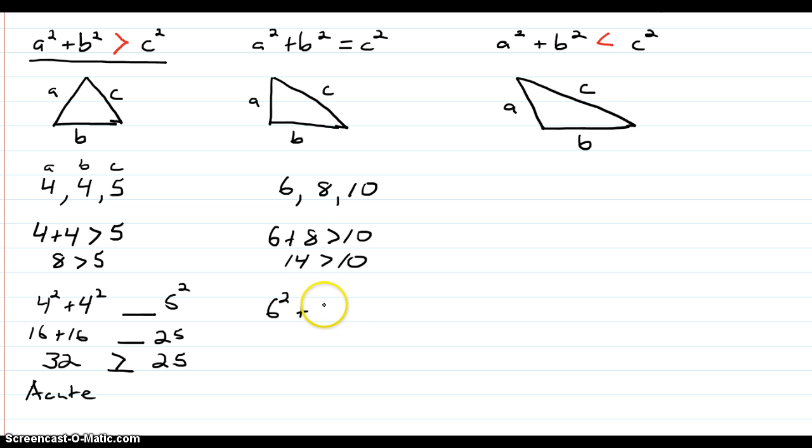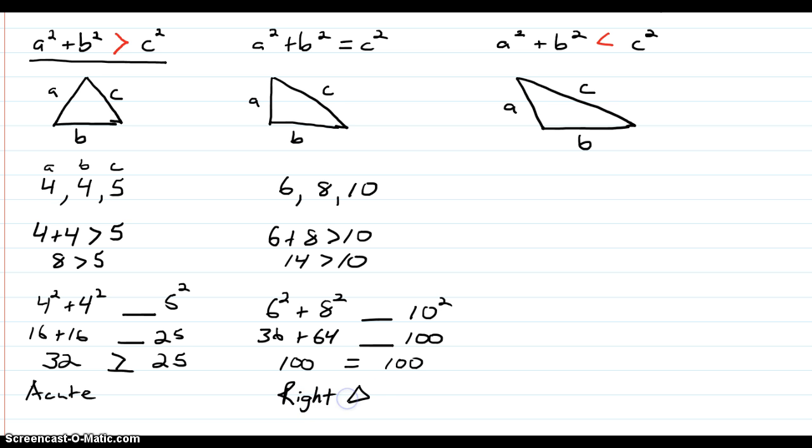So I have 6 squared plus 8 squared. We're going to compare it to 10 squared. 36 plus 64, compare it to 100. Now 36 plus 64 gives us 100. That means that the left side is equal to the right side. So when they're equal, this is a right triangle. This is an example where your logic here wouldn't work. You have to always plug it in to your Pythagorean Inequalities Theorem.